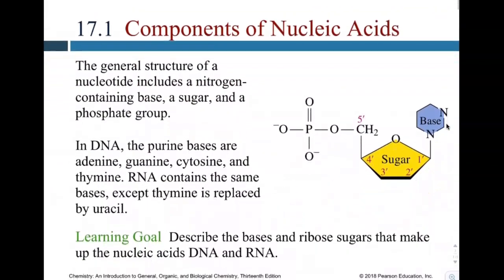So DNA and RNA are composed of nucleic acids. And nucleic acids have certain parts. They have a phosphate group, a sugar, and a base. And the base is always going to be containing nitrogen. So you can see the parts here to your nucleic acid.